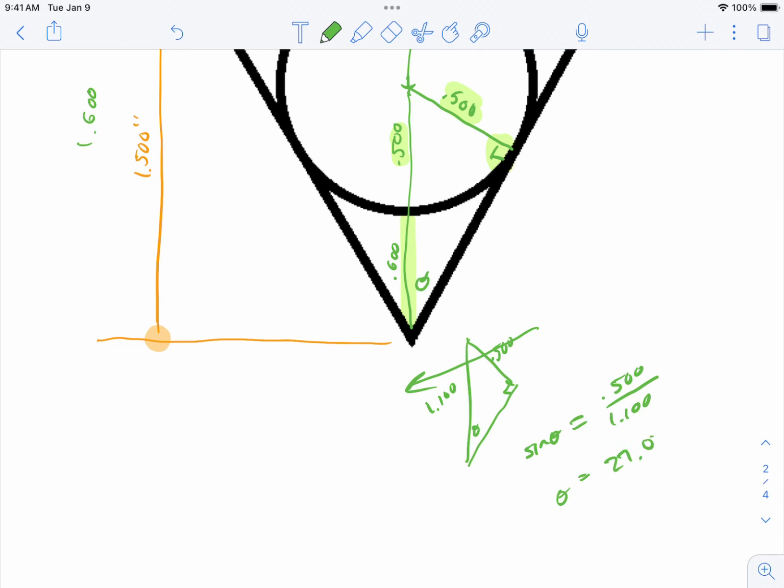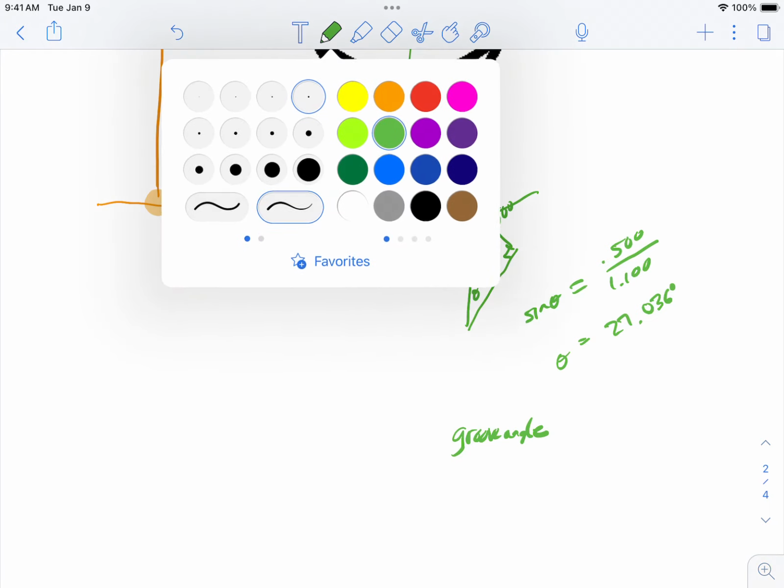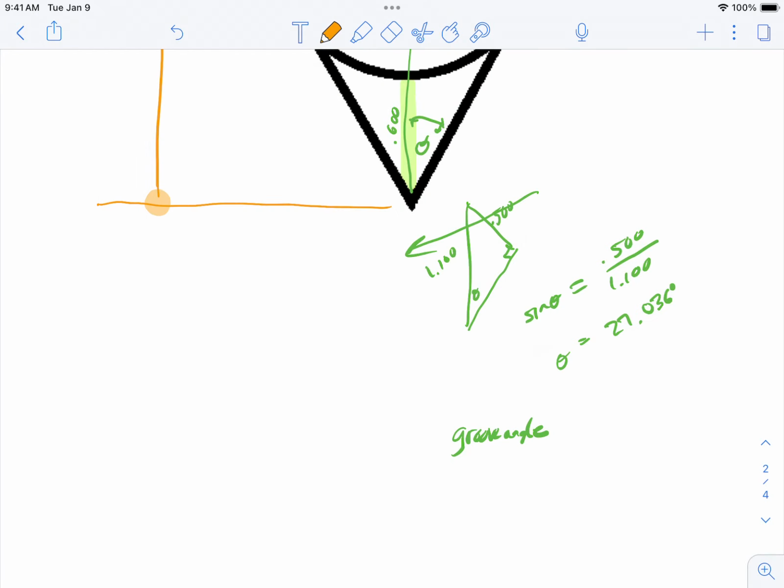This is about, depending how many decimal places you want to go, 27.036 degree angle. Now that's half of the groove. So the groove itself, and for the groove angle, I'm talking now about going all the way across like this, would have to be twice that. 2 times that. So I've got that on my calculator. I just say times 2, and it's 54.07 degrees.